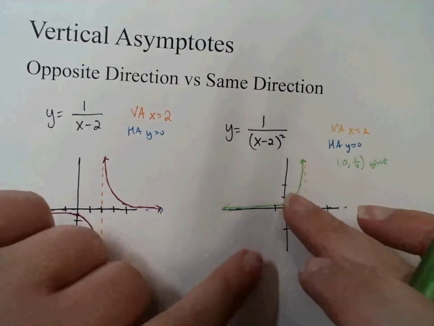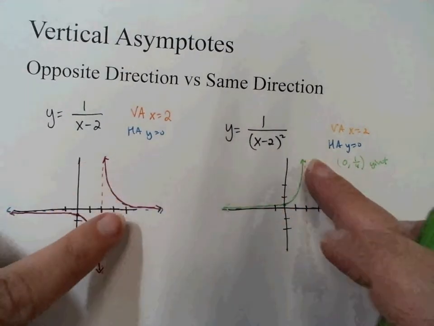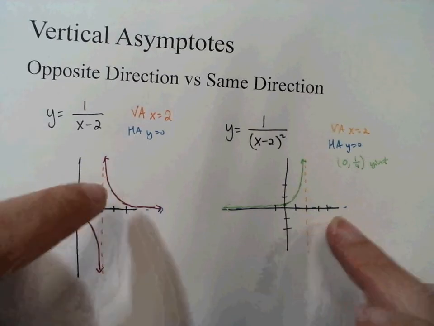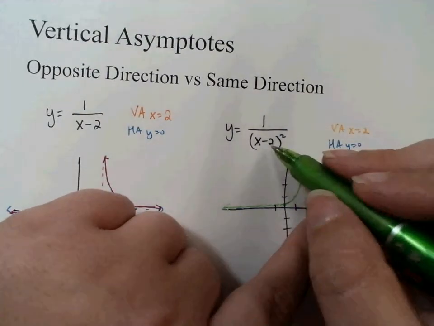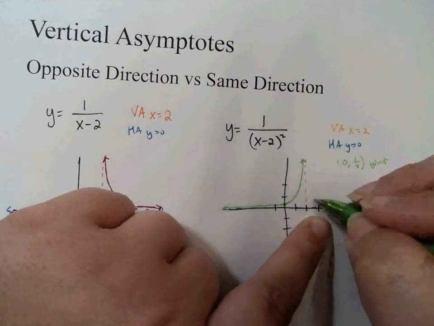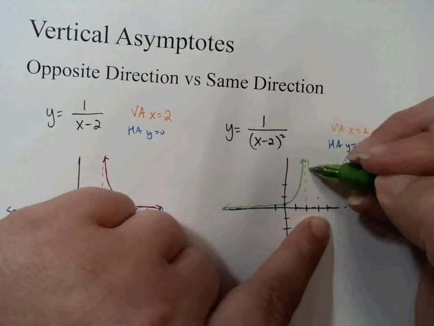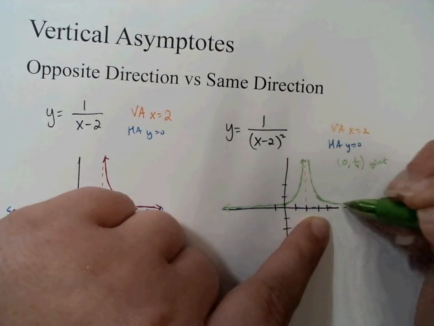Now, if it was like this one, then it would flip, right? If it's up, then it's down. If it's down, then it's up. But because of this squared term, if I were to plug in 3, 3 minus 2 is 1, 1 squared is 1, 1 divided by 1 is 1. It's right here, which means this also comes from above.